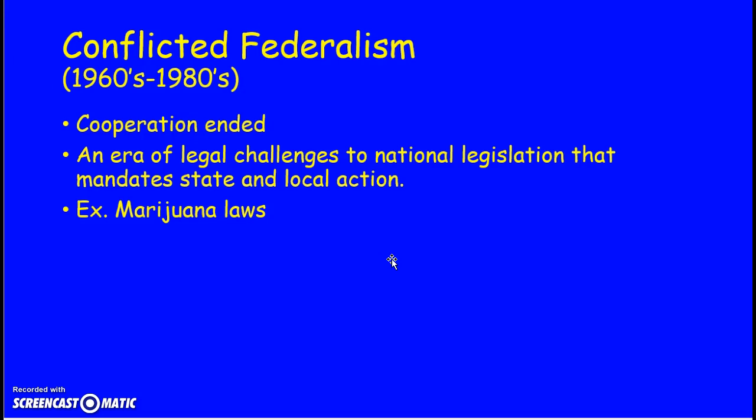So the Supreme Court has refused to take this on as a case, and therefore California courts have decided that doctors can distribute or prescribe marijuana for medical purposes. So that's an example of conflicted federalism where we are today.